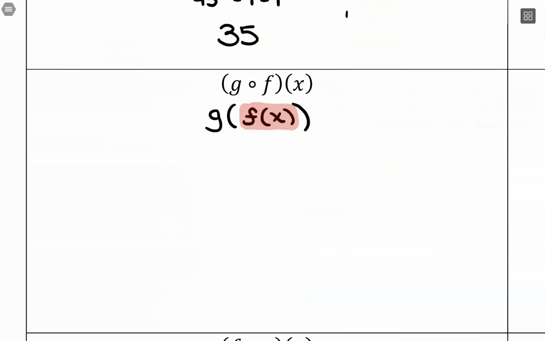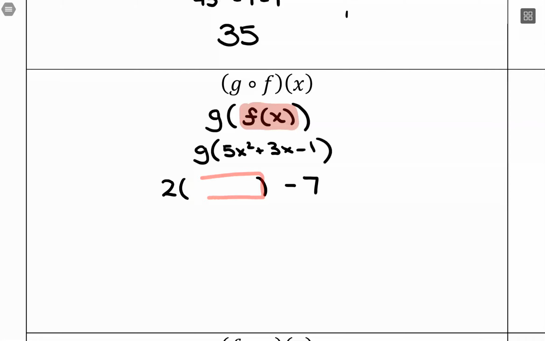So this is the same thing as taking g of 5x squared plus 3x minus 1. And this is that case I was talking about where it helps to think of your function as a kind of structure, an outline. So g tells us to take 2 times whatever our input is minus 7. And in this case, the input for our function g is this entire expression, 5x squared plus 3x minus 1. So that's what we're plugging into our function here.